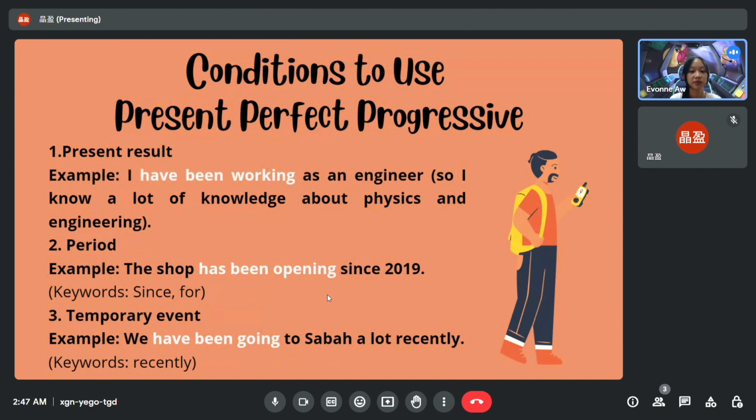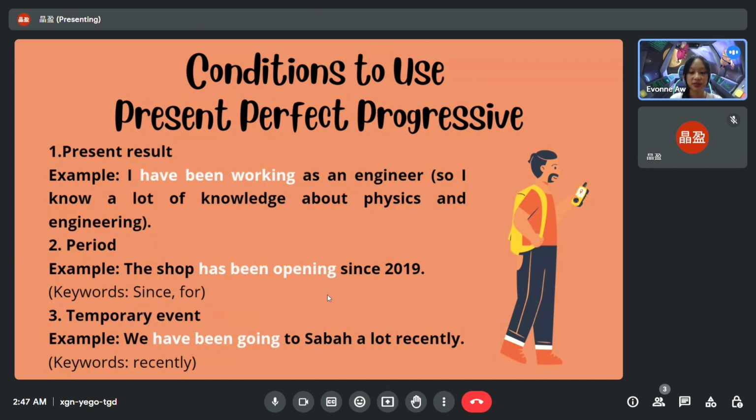And for the conditions to use present perfect progressive, the first one, present result. I have been working as an engineer, so I know a lot about physics and engineering. The second one is period. The shop has been opening since 2019.